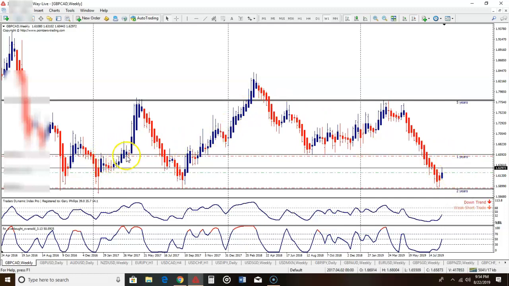As you can see back here, it went through the level, went up, went back to retest this level, came down, went back to retest, went through this level, retested this level. This is how price moves.